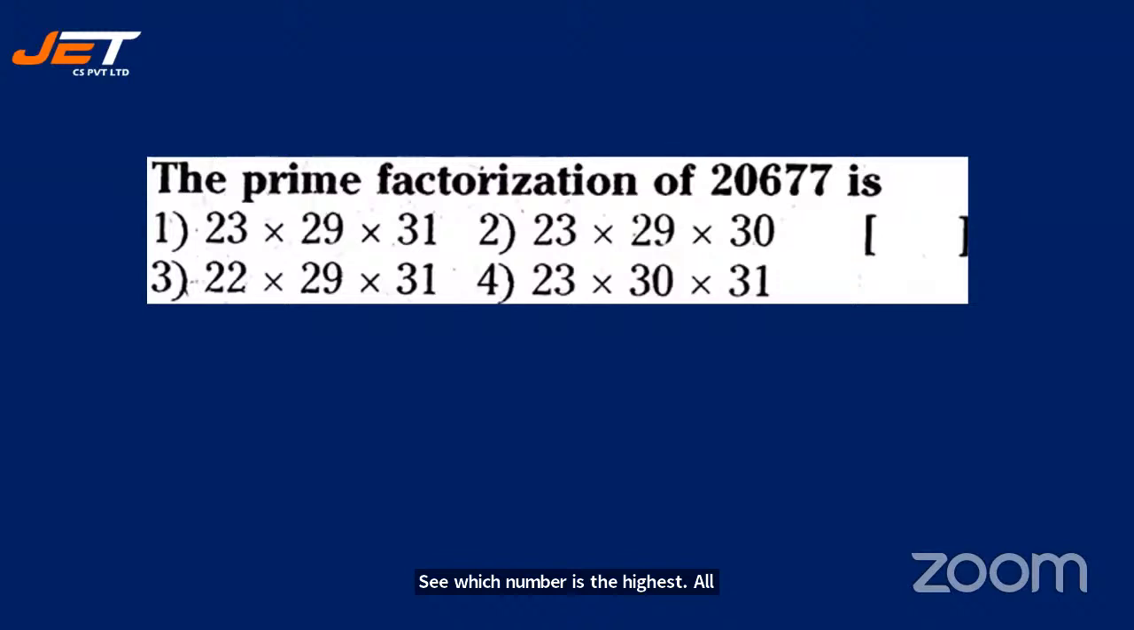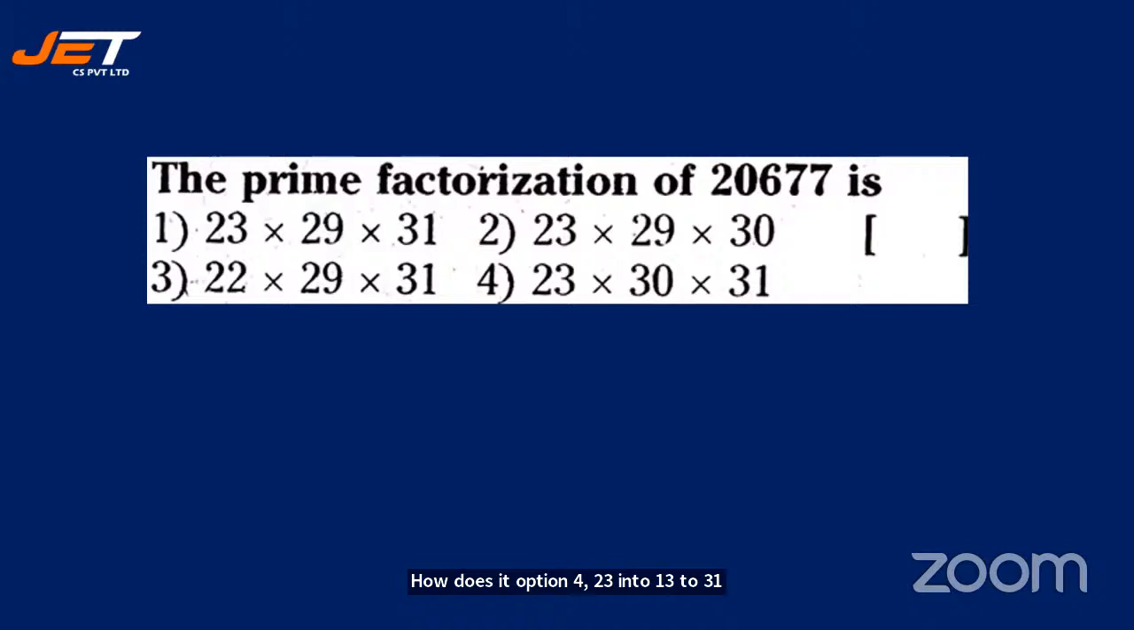The prime factorization of 20,677 is dash. Is it option 1, 23 into 29 into 31? Or is it option 2, 23 into 29 into 30? Or is it option 3, 22 into 29 into 31? Or is it option 4, 23 into 30 into 31?